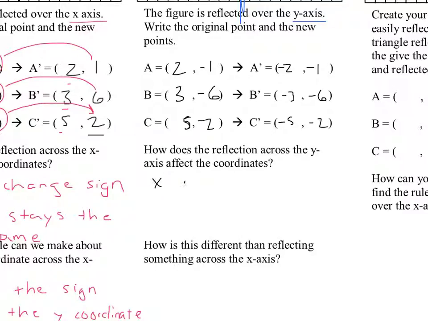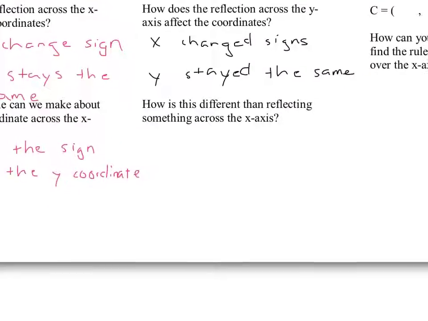Yeah, so the X changed signs. Y stayed the same. So what's the difference between reflecting across the y-axis and reflecting across the x-axis? What's the difference? This is where we contrast two things. Ayla.